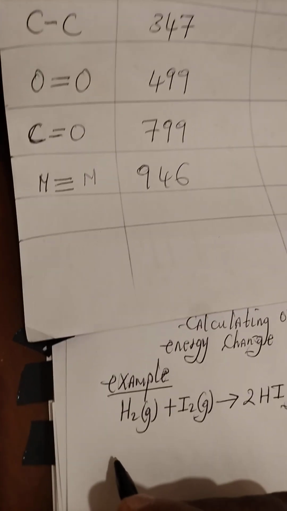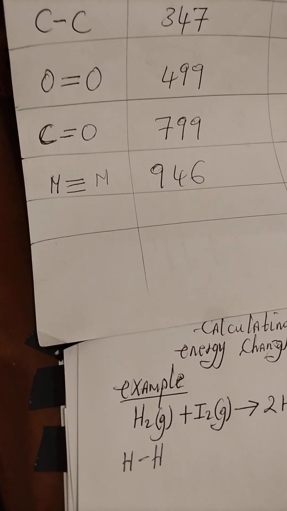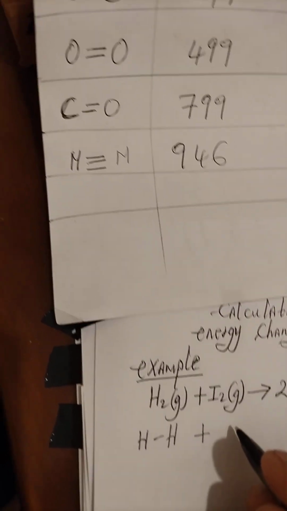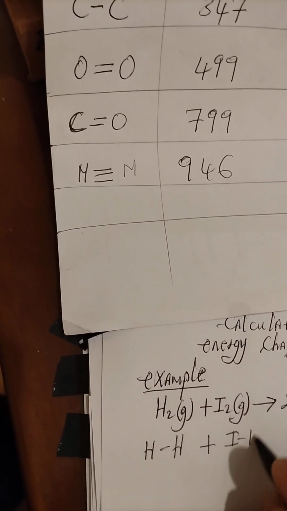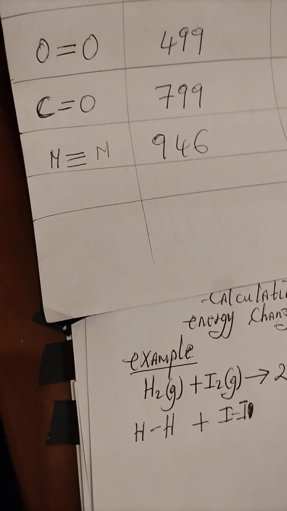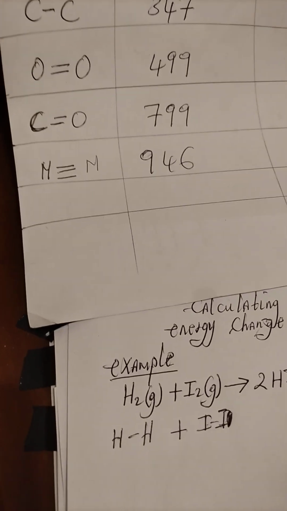Now, without any waste of time, I'm just going to break down the bonds and show you exactly what exists here. If you look at the first one, you will see that there's a bond between hydrogen and hydrogen, right? And then look at the second one. There's a bond between iodine and iodine, which needs to be broken.